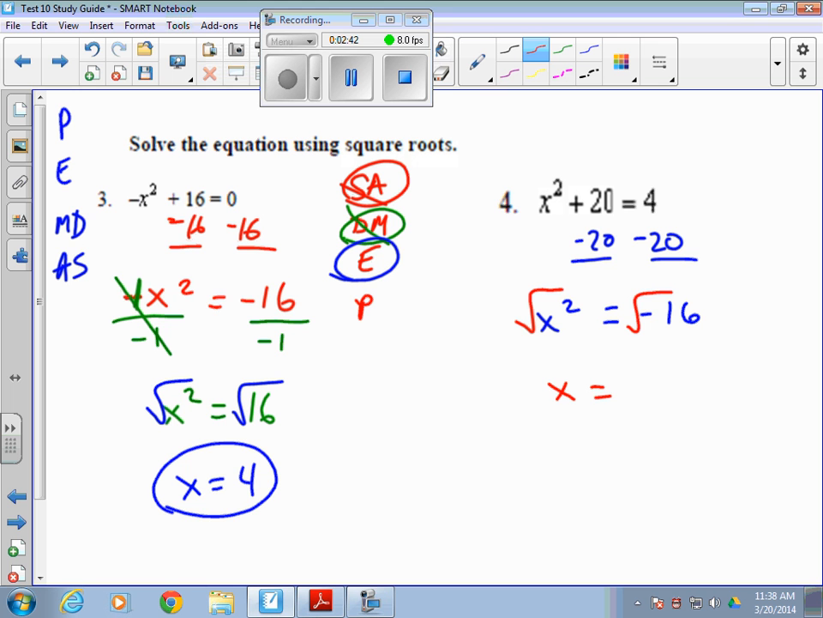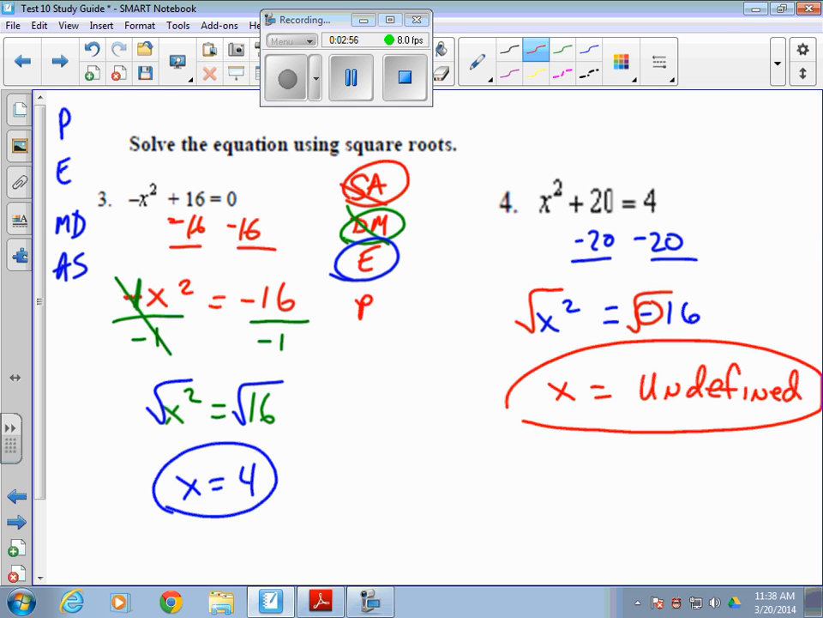x equals, now there's no number that when you multiply it by itself is going to give you a negative. So x is undefined in this case. There are no real values that are going to give you x's value, and it's only because of that negative in front of that 16 under the radical.